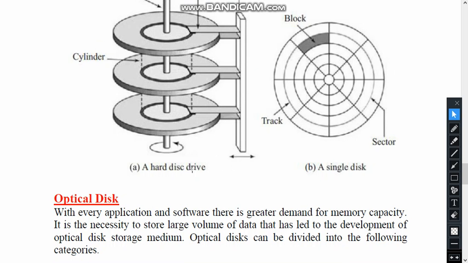Here you can see that this is a hard disk drive. These concentric circles are further divided into blocks. This is called one block. This is the sector and this is the track.